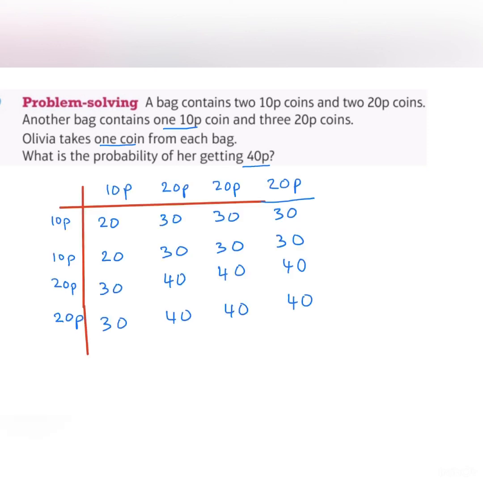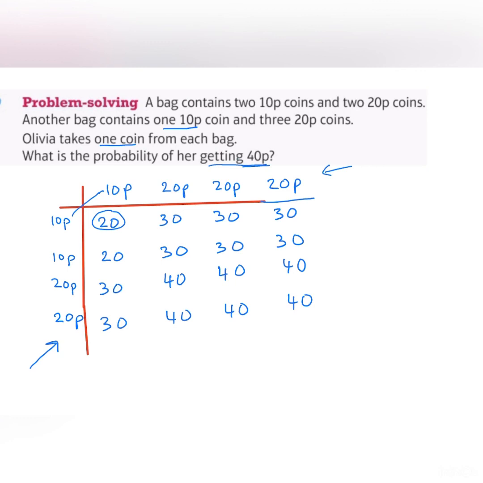Okay, so a sample space diagram would look something like this. One bag contains 2 10p's and 2 20p's, and the other bag contains 1 10p coin and 3 20 pence coins. And when you take 1 coin from each bag, what's the probability of scoring 40 pence? Okay, so what I've done is I've just added 10p and 10p, and then 20 and 10, which is 30, and so on.